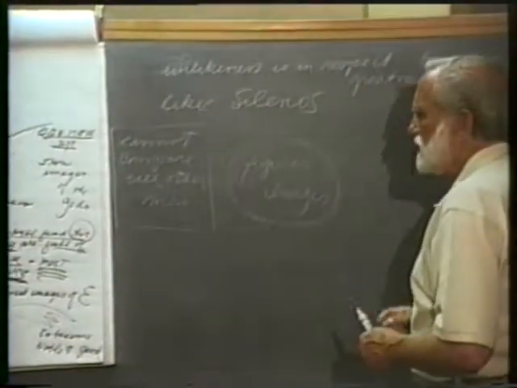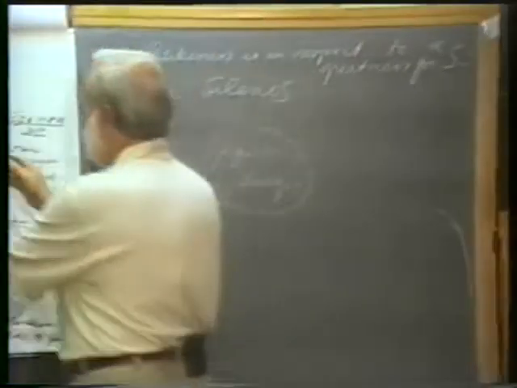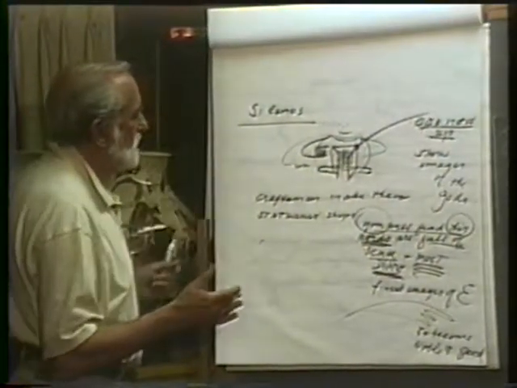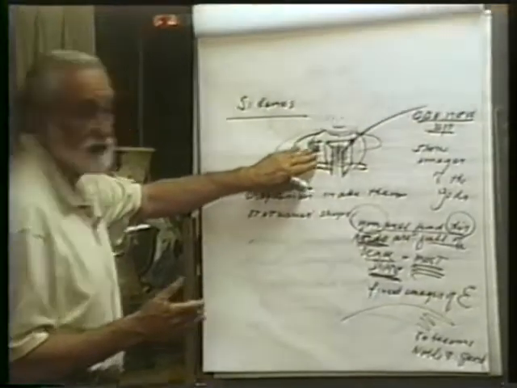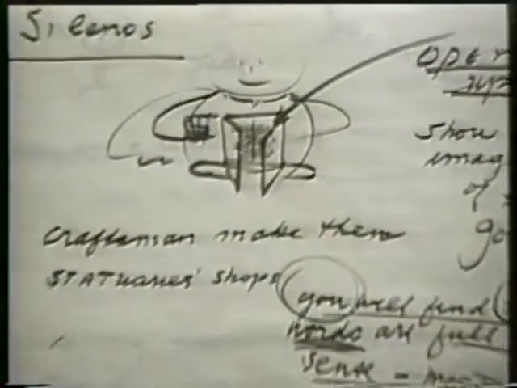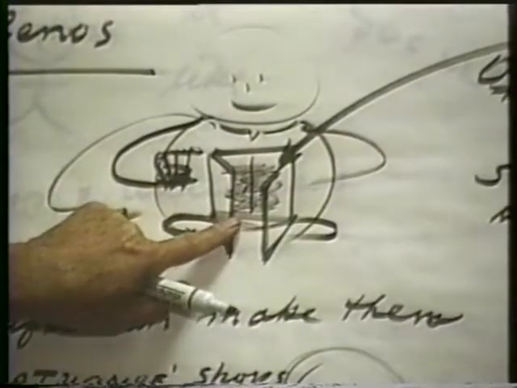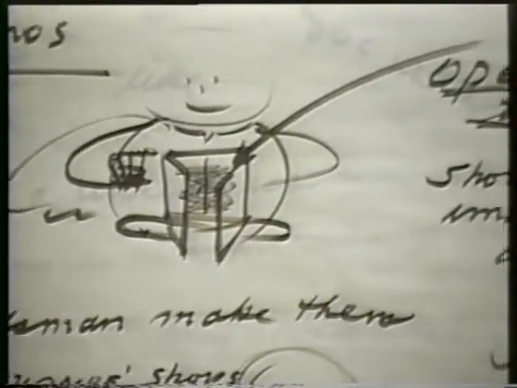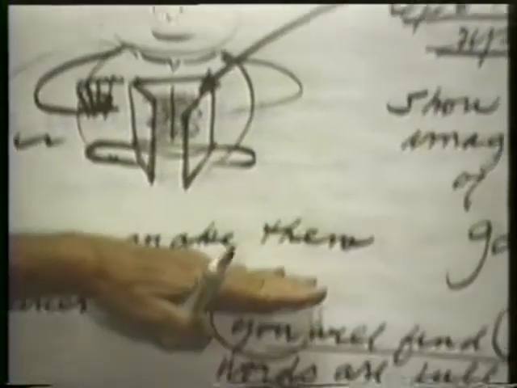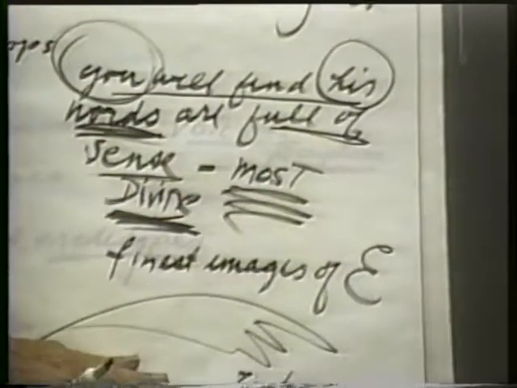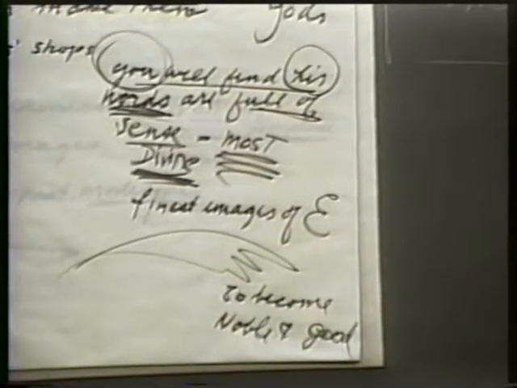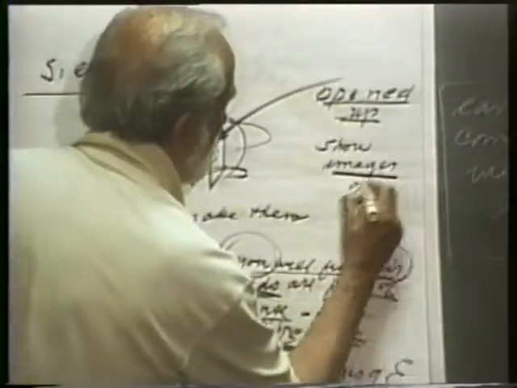Now, how much did we get of the Silenus? Well, we got just the door. He didn't use the lyre. He didn't use the panpipes, because he too has pipes. He just used that central figure, the door, with figures showing images of the gods inside. So he selected that as the basis for making his comparison. Well, these are images of the gods.